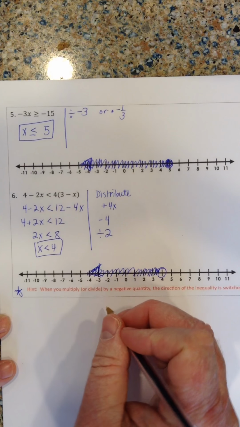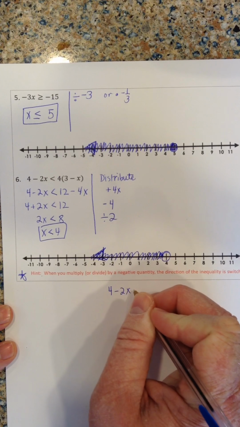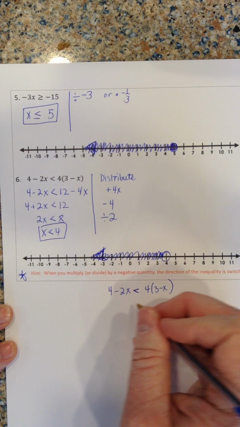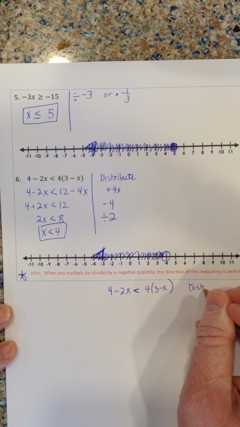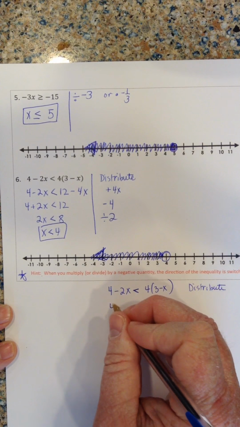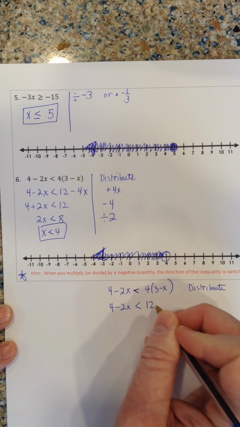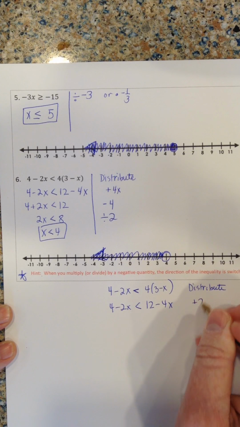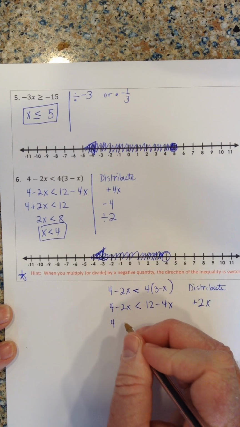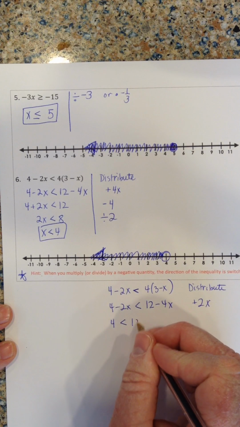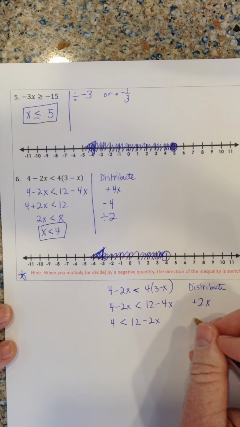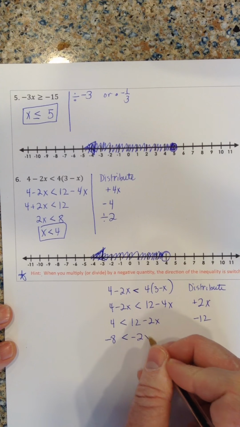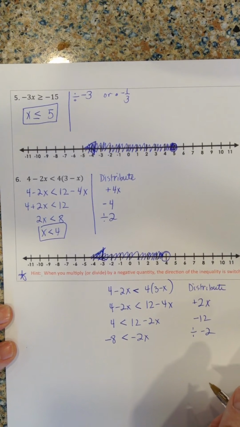Now let's say we did the problem over again. Less than 4 times 3 minus x, and I distribute. 4 minus 2x is less than 12 minus 4x. And let's say instead I add 2x. So we get 4 is less than 12 minus 2x. And then I subtract 12, so I get negative 8 is less than negative 2x. And now I divide by negative 2.